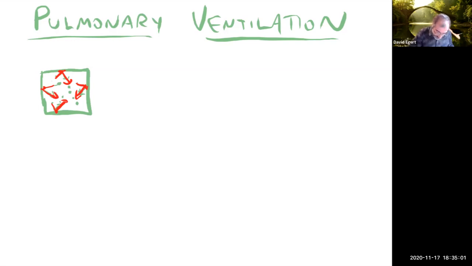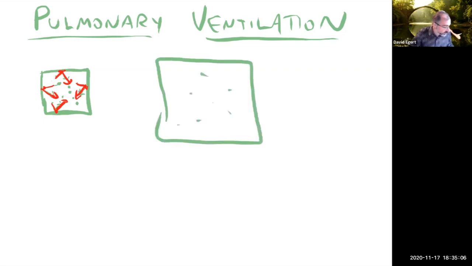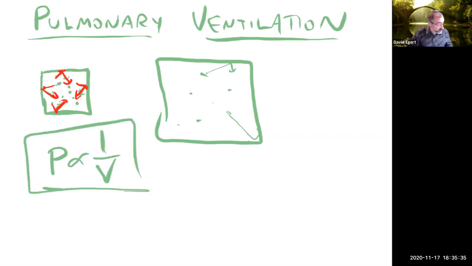If I take the same amount of gas, the same number of little particles, except now instead of having them in a little box, I have them in a big box, then they're going to spend a lot more time flying through the air and less time whacking against the walls. So there's going to be less overall pressure against the walls. What this means is that pressure is proportional to the inverse of the volume. There's an inverse relationship between pressure and volume here.